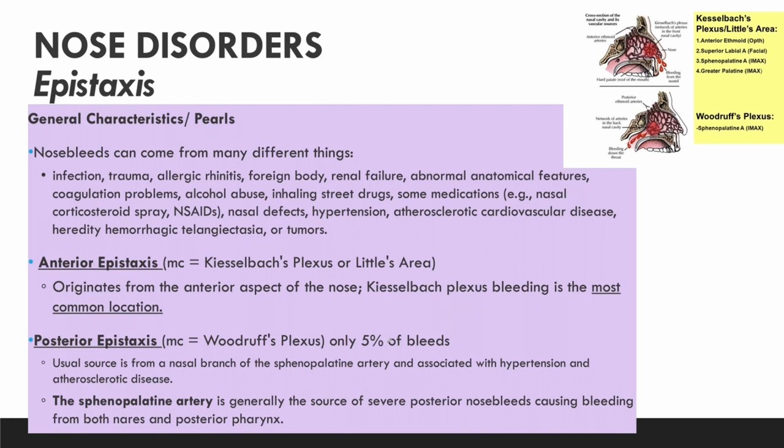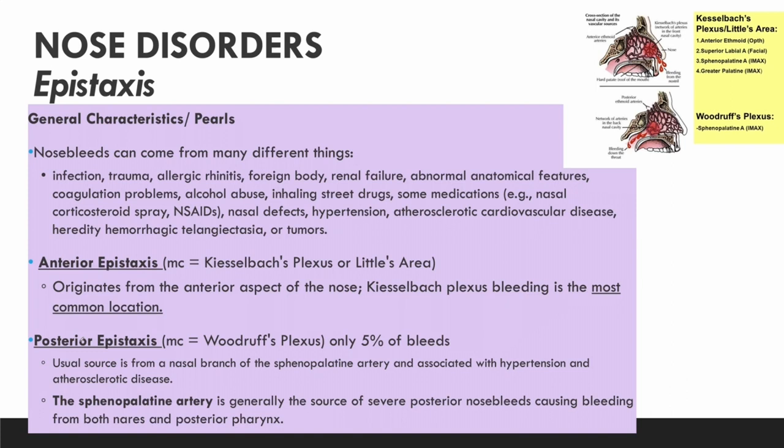So there are two different types of nosebleeds. There's an anterior epistaxis and a posterior epistaxis. Anterior is by far more common. It's the most common location and is associated with a defect or bleed in the Kiesselbach plexus or Little's area. That is high yield. You should probably know that for patho. And it is in the anterior part of the nose. So when you talk about the nose, there's anterior and then more posterior back here.